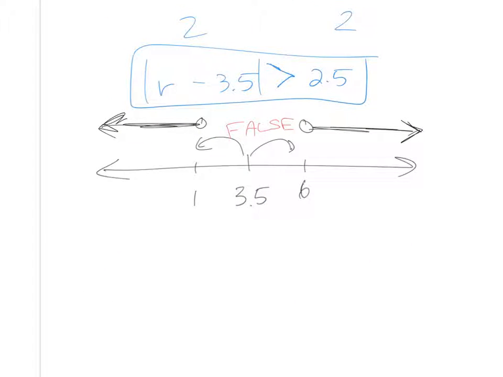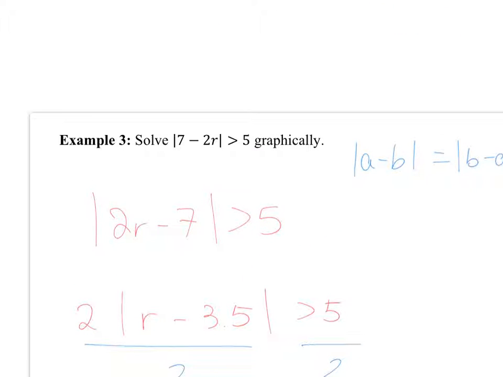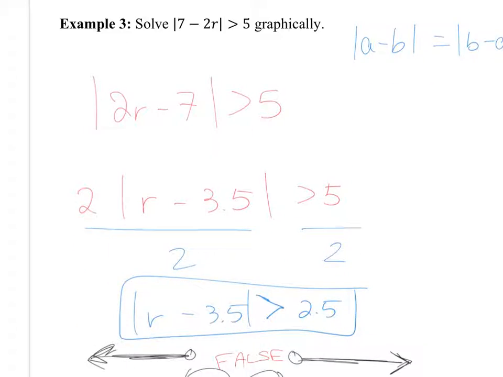And then again, you would try another point out here. Say a number like 8. 7 minus 8 is actually, what was the original? If I try 8, 7 minus 16 would give me negative 9. And then I have to worry about the absolute value. So 9 is greater than 5. That is true.